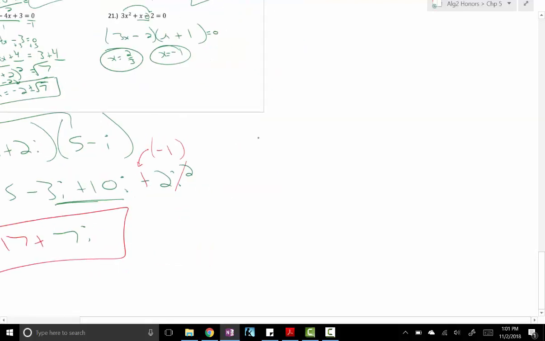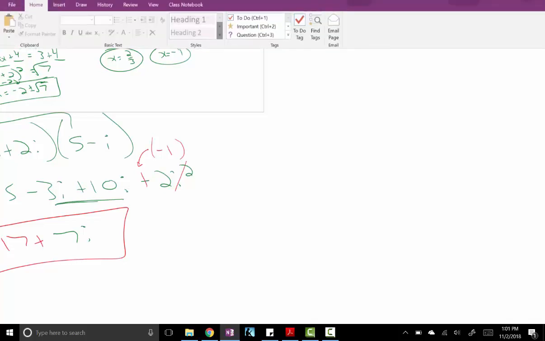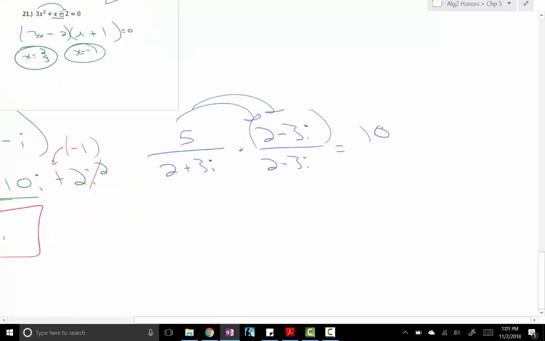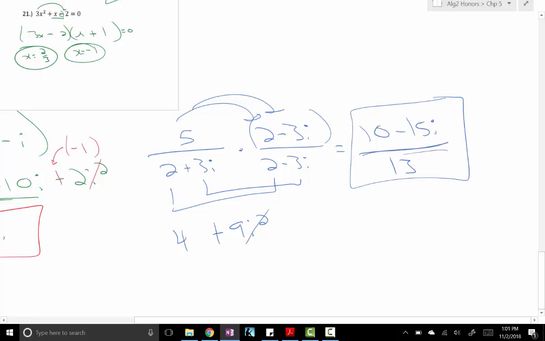The other item that we took care of in this chapter so far is maybe 5 over 2 plus 3i. So what are we going to multiply by? 2 minus 3i. Up top, easy peasy, just distribute. 10 minus 15i. On the bottom, we're going to do the first of our FOIL. Outside and inside cancel. So now we're going to do the last. So minus 9i squared, which becomes plus 9. It's 13. 10, 15, and 13 don't reduce. So that gives me a final answer.